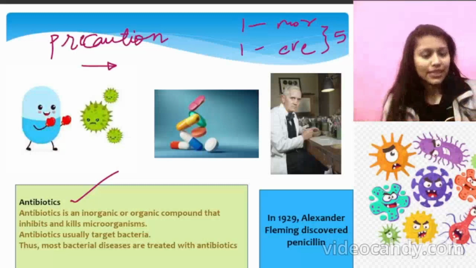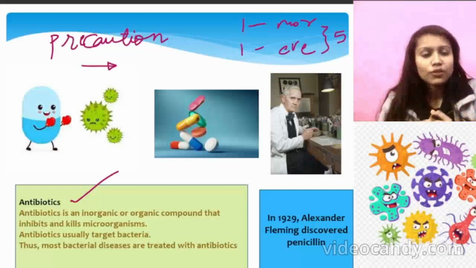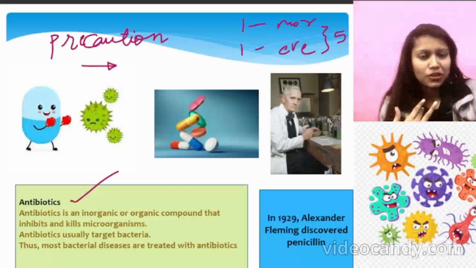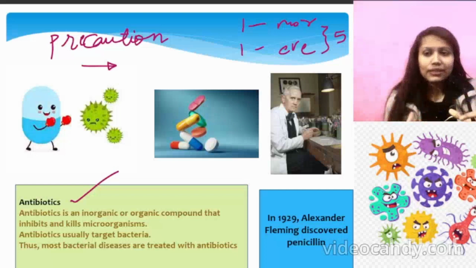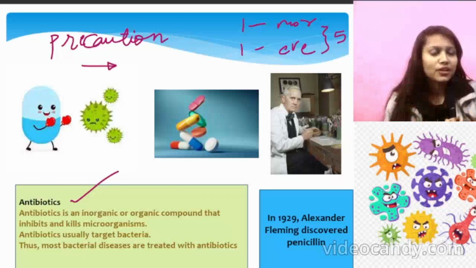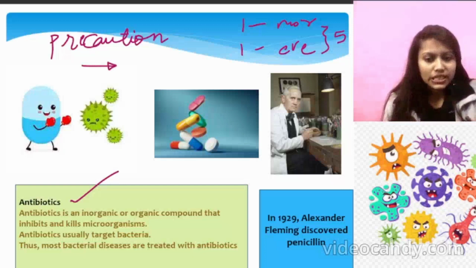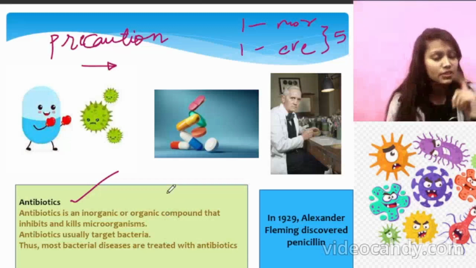Disease means disturbed ease. When disease is caused by bacteria, the mode of transmission can be air, water, or food. Some bacterial diseases are seen in humans, some in animals, and some in plants also. What is important here is to remember the names of these diseases, because this is in your NCERT notebook. So remember the names of diseases that I am going to write here.